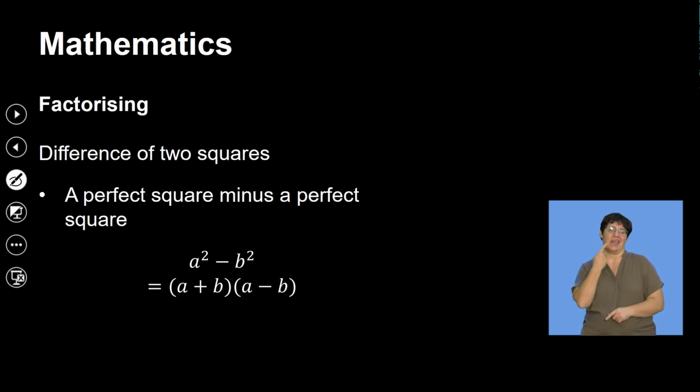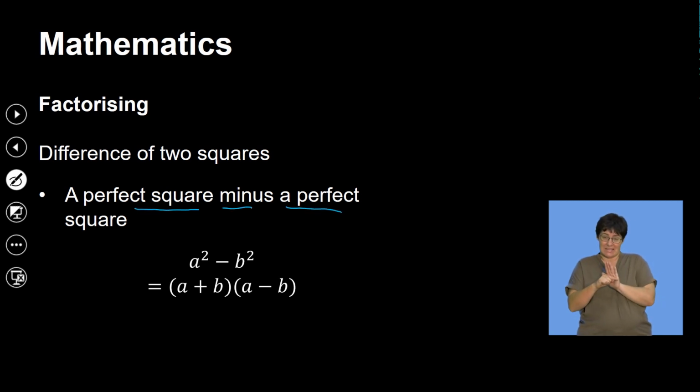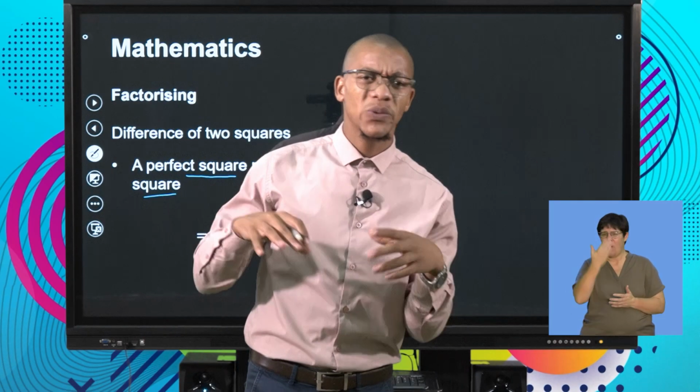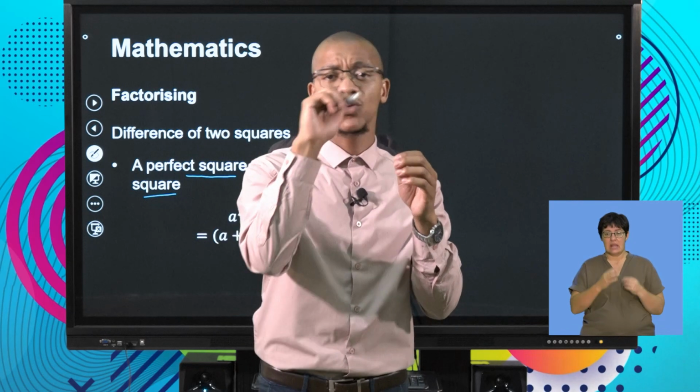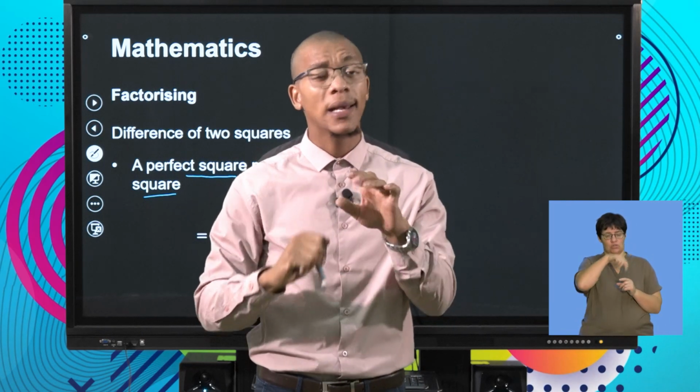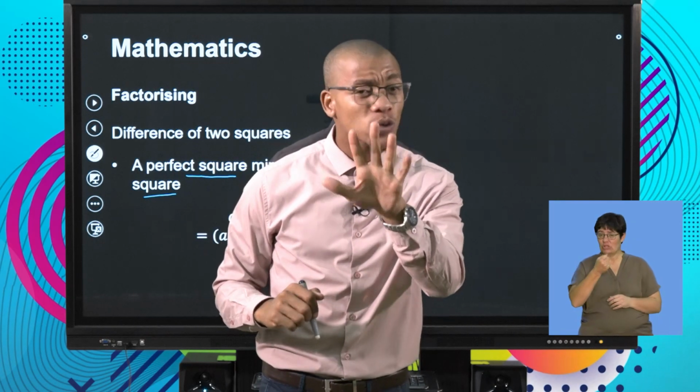I always say people are lying because you know the correct answer, but you just choose not to write the correct one. Now with the difference of two squares, this is when a perfect square minuses a perfect square. But let me explain, guys. I know that when we started looking at a perfect square, we said a perfect square is a number that you can find inside a square root. But now in algebra, that's not what we're talking about.